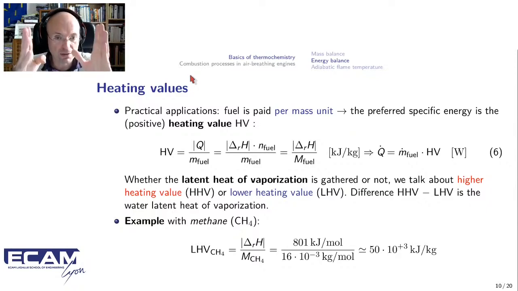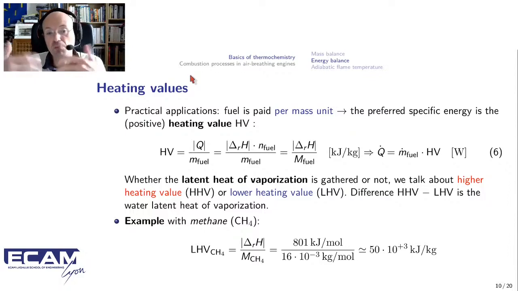You have the lower heating value, the one we are interested in for engines, and the higher heating value, which is mostly used, for example, for heating systems in buildings, because in some cases it's possible with the exhaust gas to just liquefy water and increase the amount of heat which is recovered in order to heat up the building. So in this case, we are talking about higher heating value.